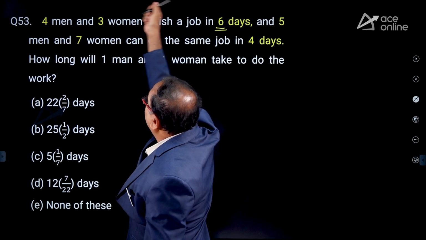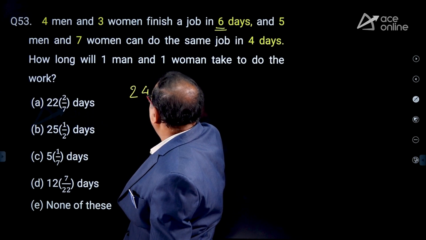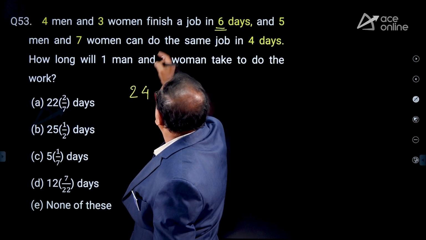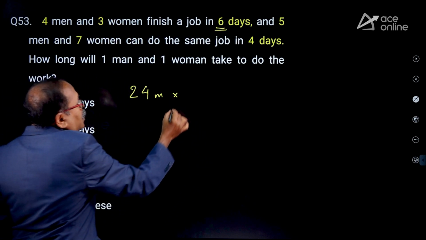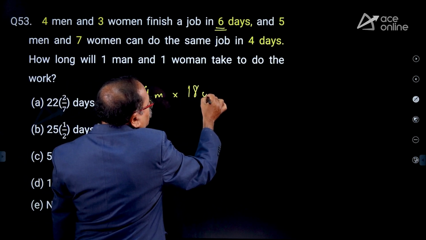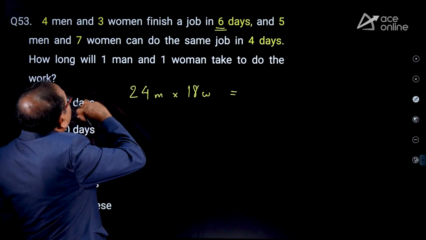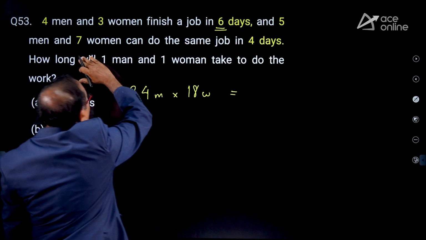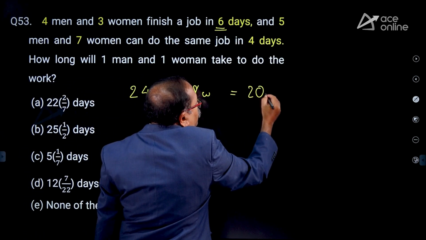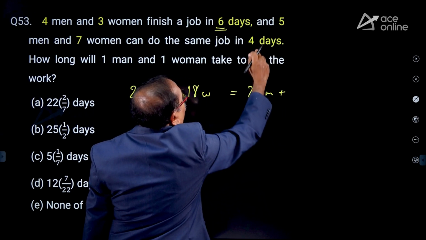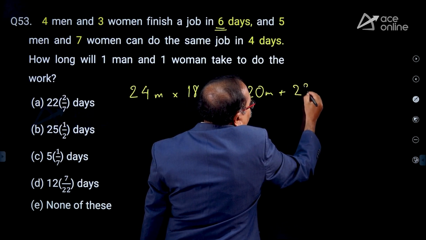That means the work is 6 into 4 is 24. So write down over here 24 men and, into 3, 6 times 3 is 18, 18 women. This is the work, which is equal to, what is the work in the second case? Here 5 men and 7 women in 4 days. That means 4 into 5, 20 men plus how many women here? 7 times 4 is 28 women.